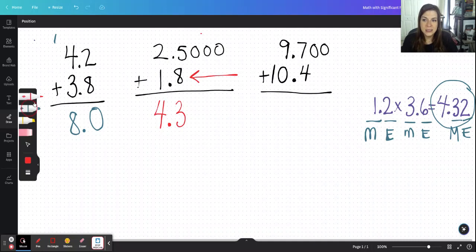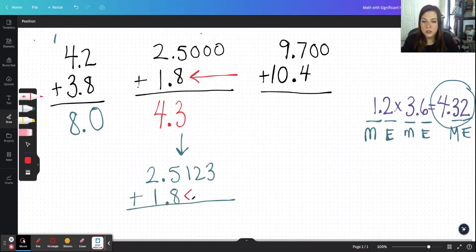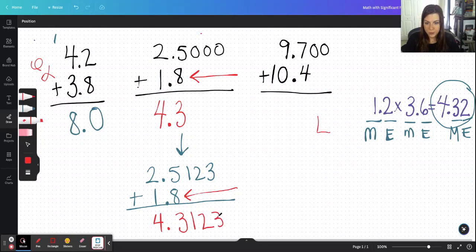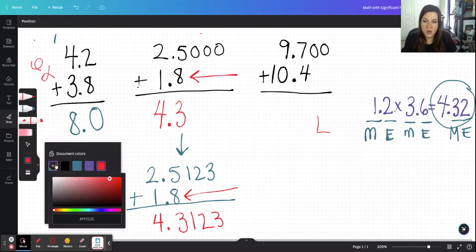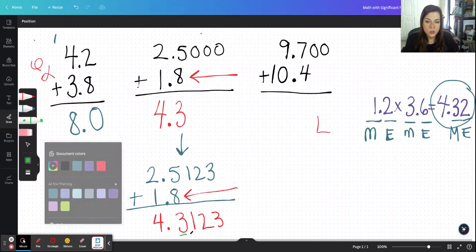But let's say instead this was really 2.5123 plus 1.8. Still, we want our answer to match the measurement with the least amount of precision. Okay, the answer that you get here is 4.3123, okay? The idea is that we want to get the calculator answer and then round it to the appropriate number of significant figures. So we want our final answer to match the level of precision of that 1.8, meaning that we are going to need just one number behind the decimal.